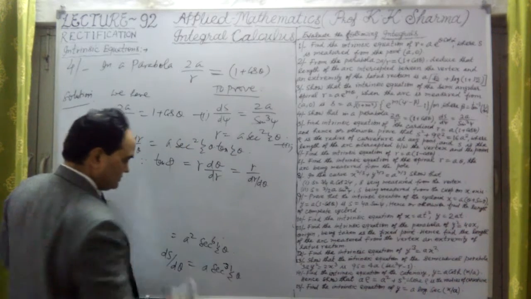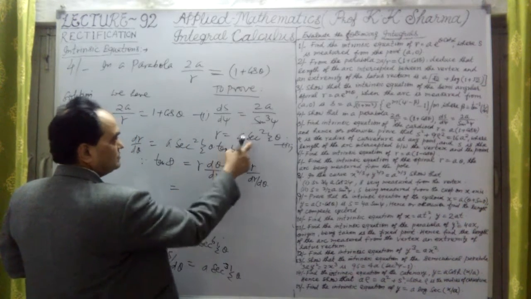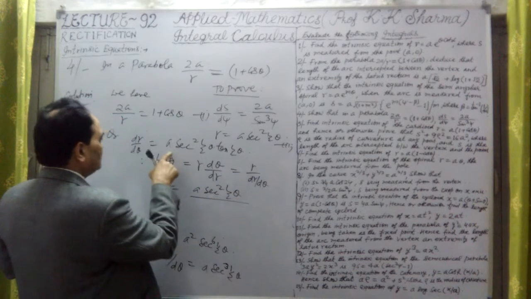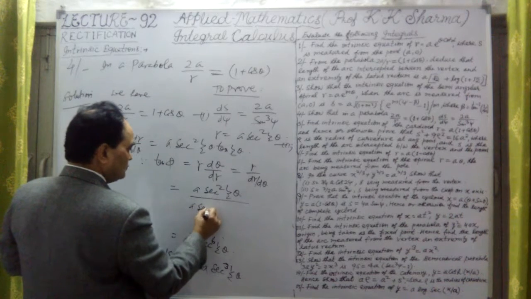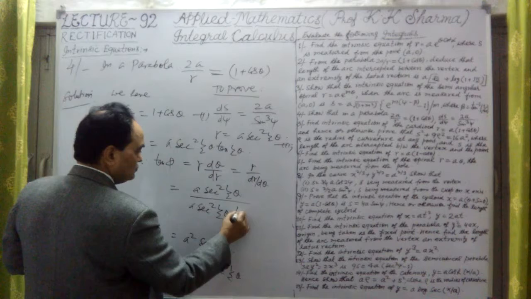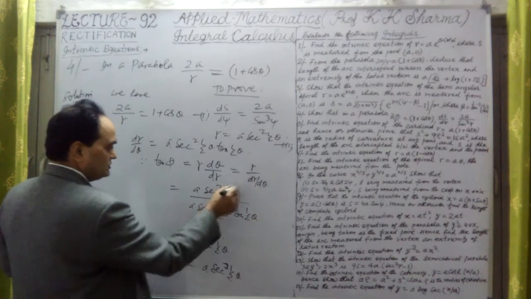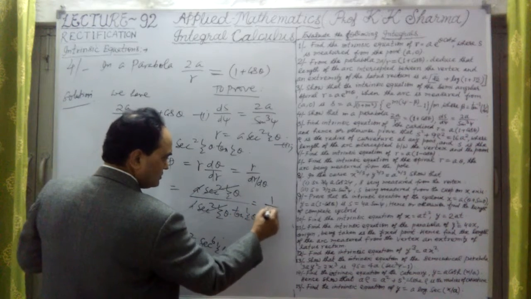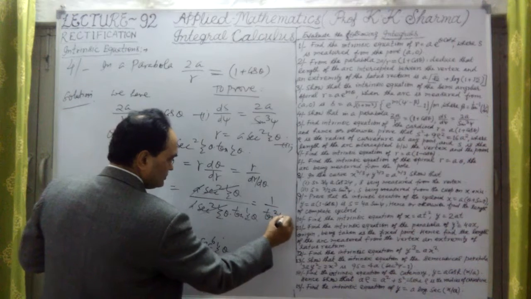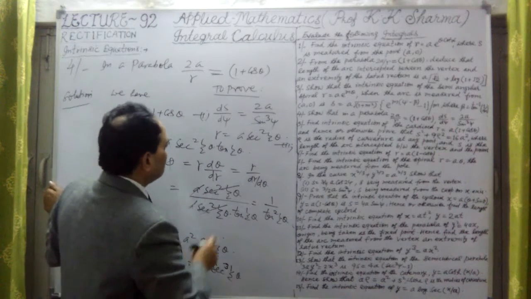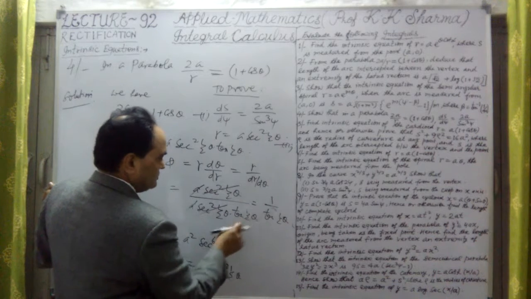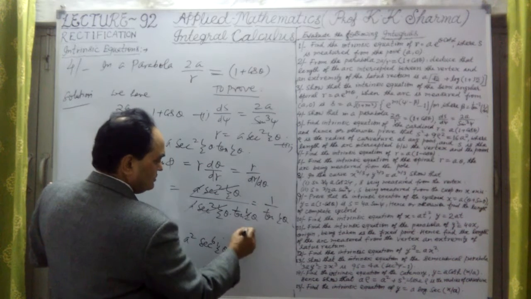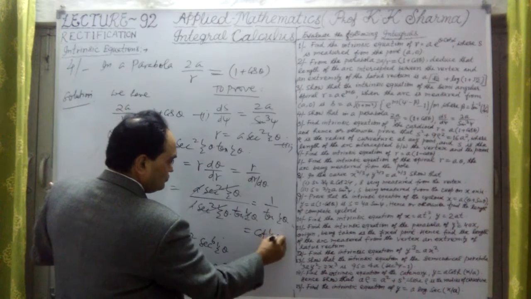let me take this further. It will give us r is a into secant square half theta, divided by dr d theta, which is a into secant square half theta into tan of half theta. This secant square cancels out, a cancels out, so this is 1 upon tan half theta. Sorry, it is tan half theta only, not a square. This is equal to cot half theta.